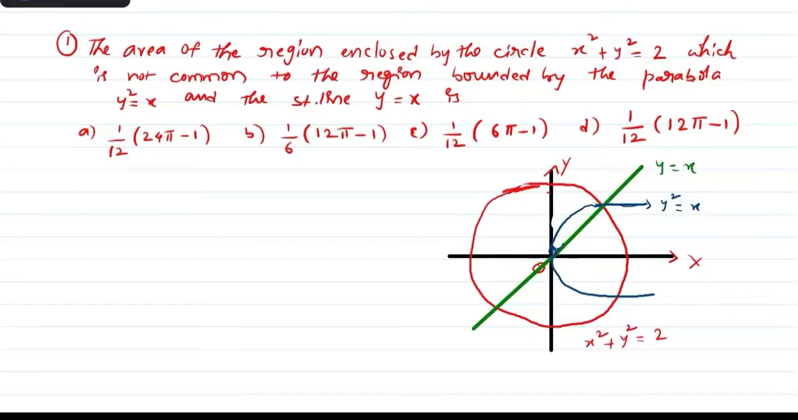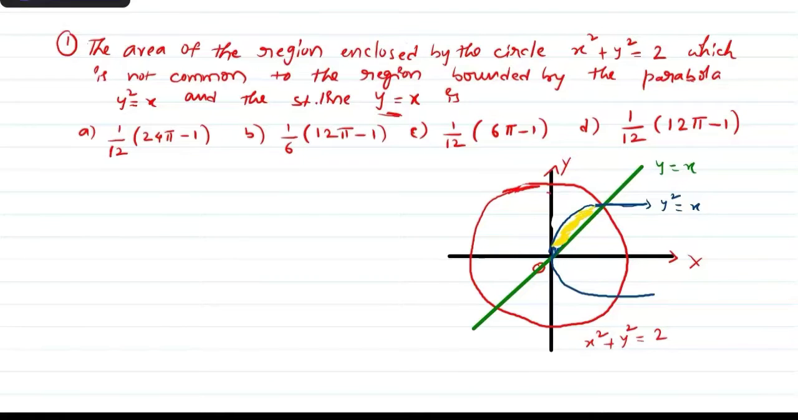See, I have drawn a diagram here. This red color figure represents the circle, that is x square plus y square is equal to 2, as given in the question paper, and the parabola y square is equal to x I drew with blue color. The line y is equal to x is passing through the origin, so I drew it with green color. If you see the figure, there is a common part bounded by the parabola and the line. I am drawing it with yellow color. This part area we have to subtract from the total circle area.